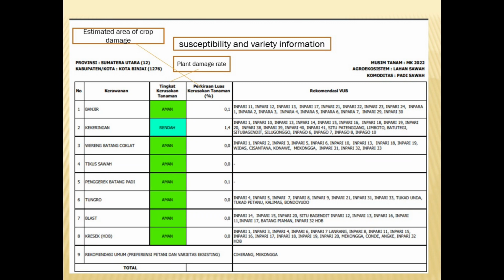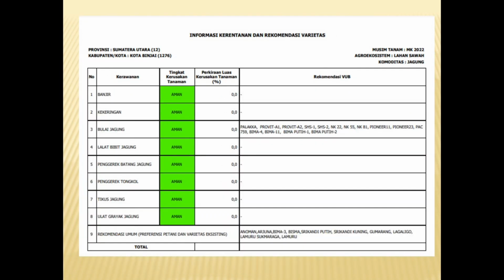Farmers or users may choose several varieties to be planted based on their preferences. Some people prefer pera or drier rice, or kulen or fluffier rice, or a long harvesting time or short harvesting time, or ganja. These are the options of varieties that can be used. This is susceptibility information. The variety recommendation is which crops to be planted. So in general, the relative degree of damage is safe. Relatively safe varieties can be used for corn or soybean. There are Palaka, Tropic, and so on.